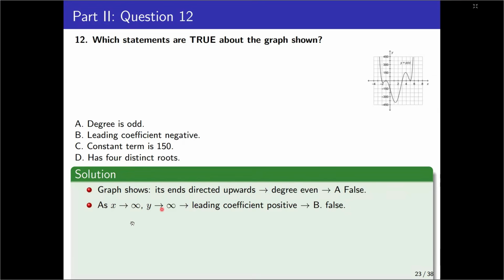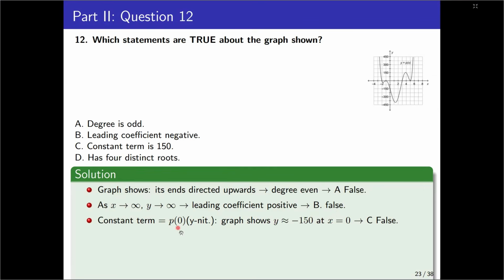B, as x approaches infinity, y also tends to positive infinity, so the leading coefficient is positive. So B is also false. That means the claim that the leading coefficient is negative is false, because the leading coefficient is positive.